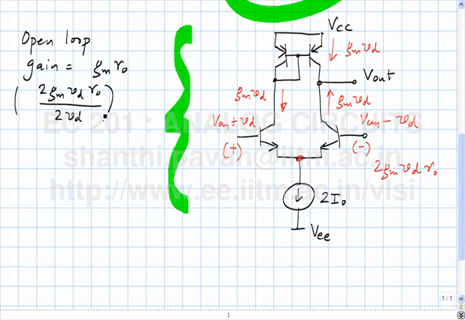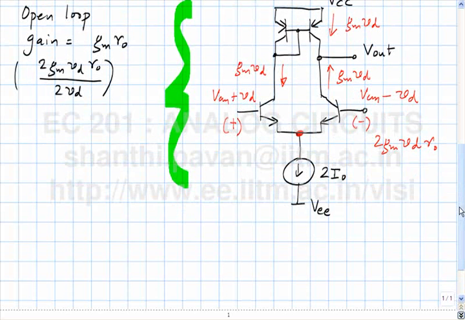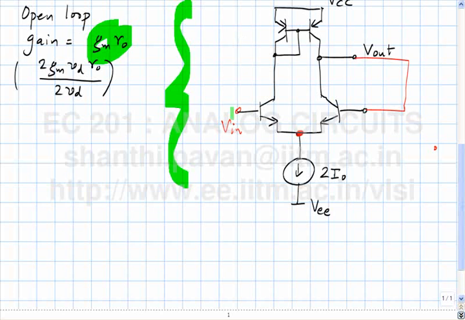You understand? Instead of having infinite gain, we have a finite gain of value GM R0. What do you think is the incremental gain from input to output now? If you actually make this connection, this point to this point, once I close the loop, simply has to be, how do you get GM R0 by 1 plus GM R0?